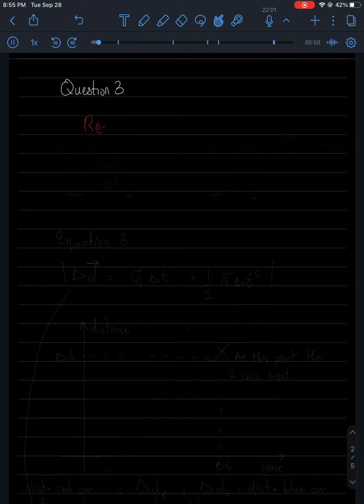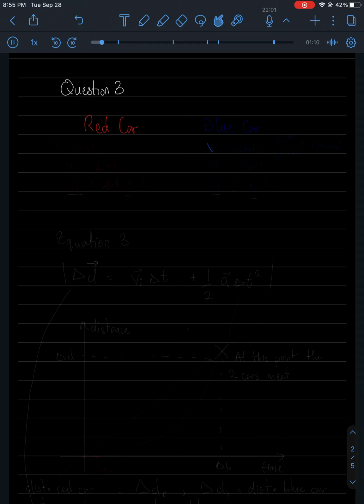the red car, and we have the blue car. So let's take all the information we have from both cars and put it on a table.